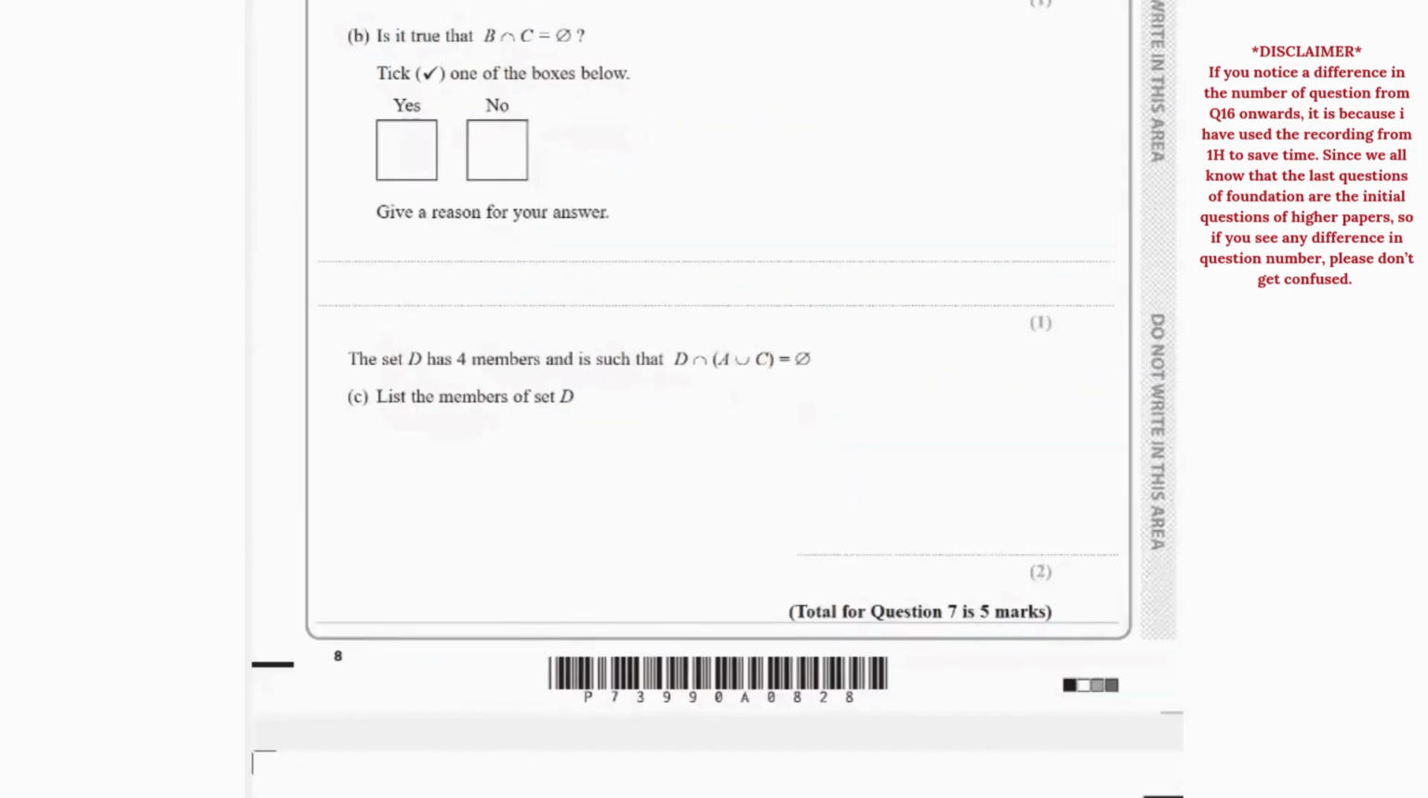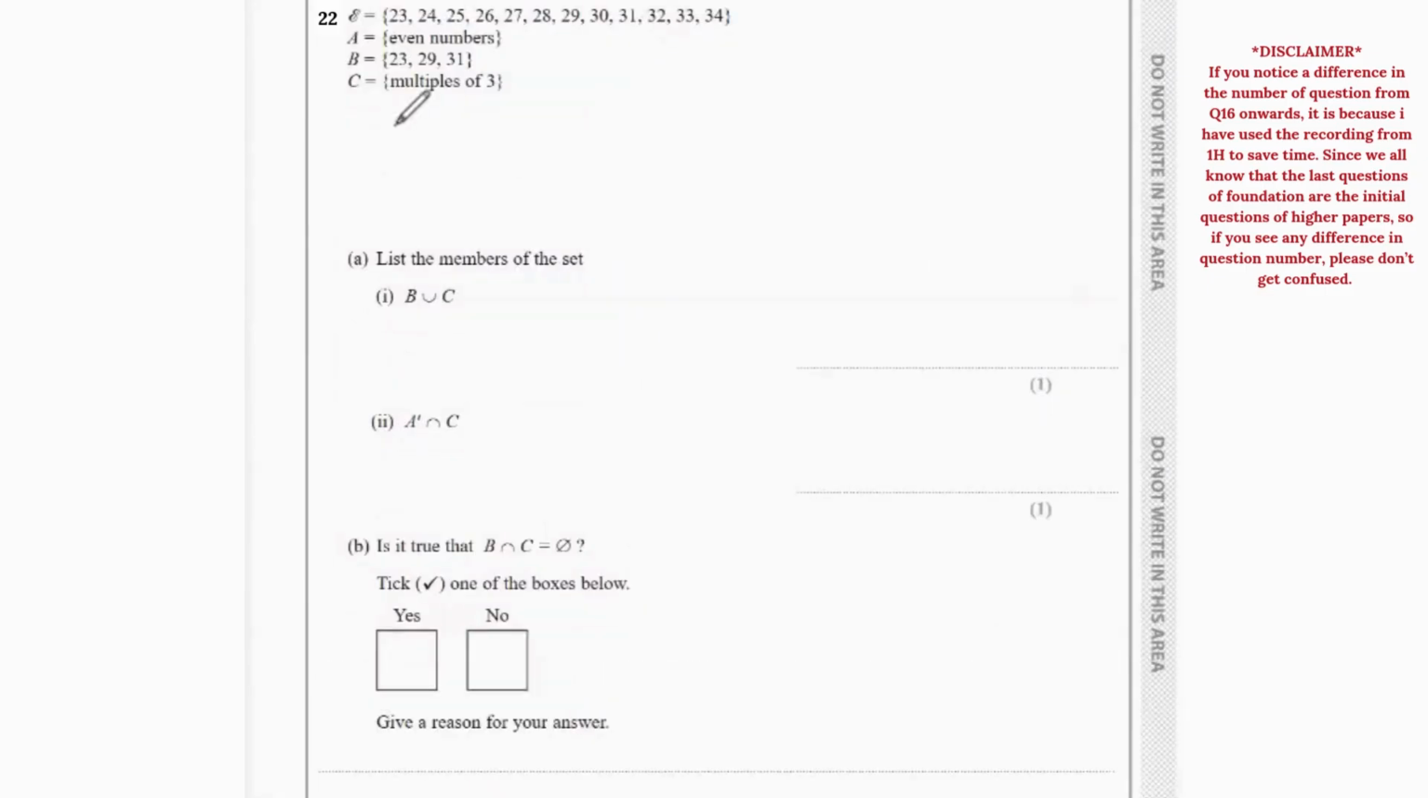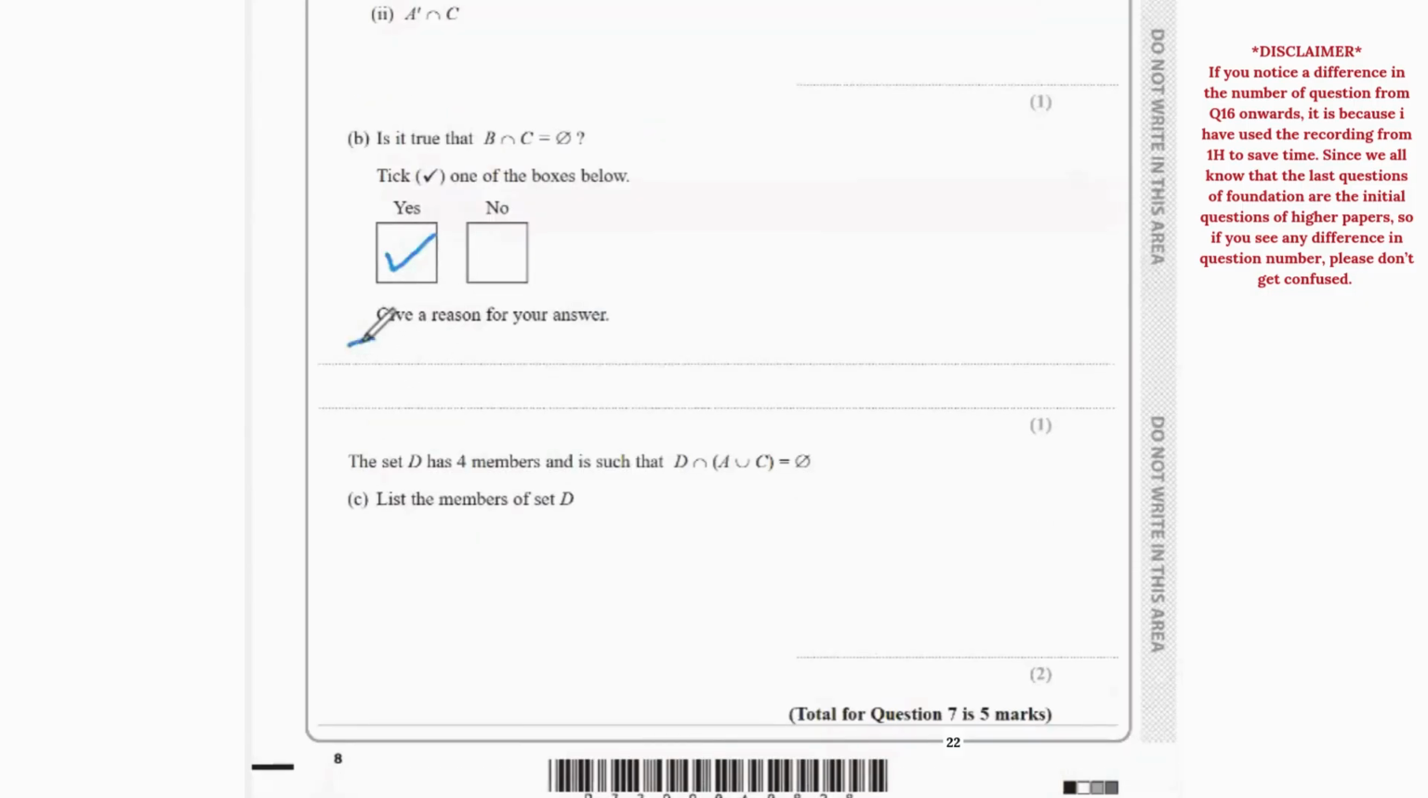Part B says, is it true that B intersection C is a null set? So B was 24, 27, 30, and 33. So if we compare B and C, we can see that there is no element common. When there's no common element, that means it's a null set. It has no elements. So yes, there is no common element between B and C.